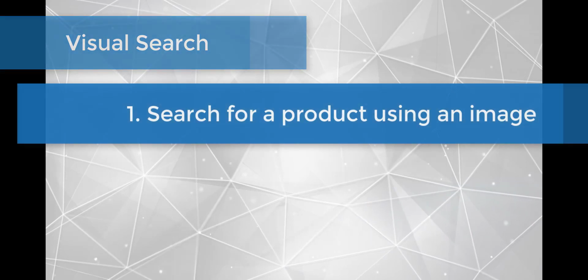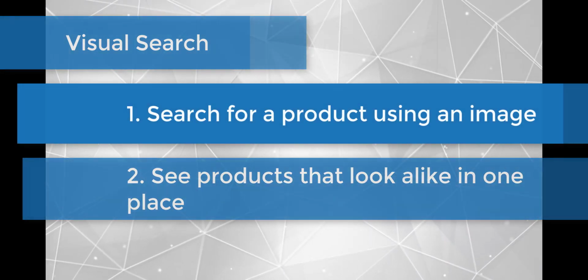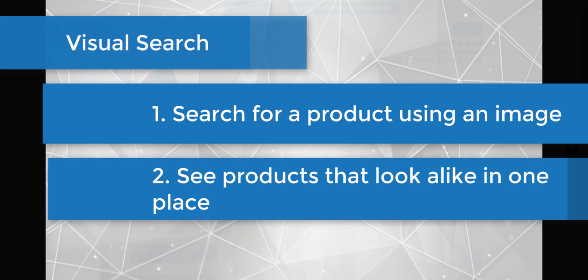Visual search helps in 1. Finding a product that matches the one the customer found online, and 2. Putting visually similar products all in one place.